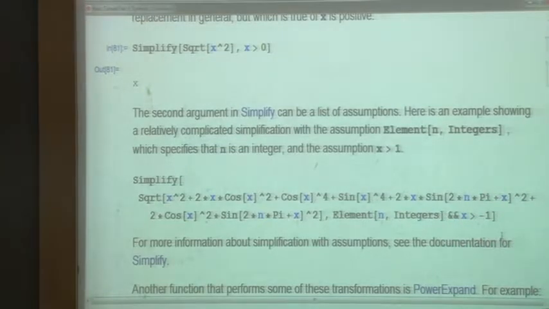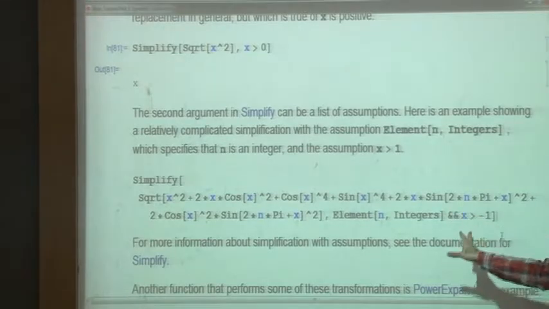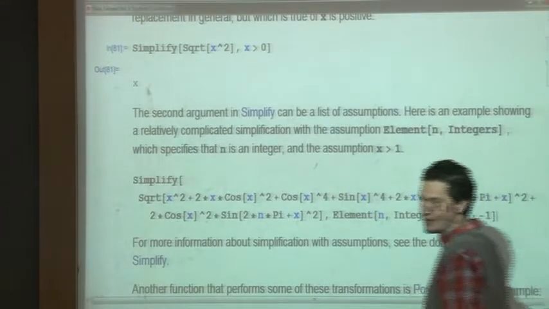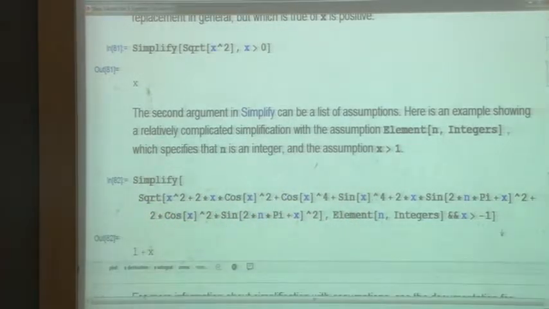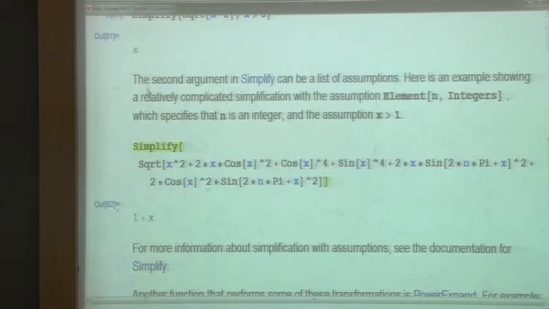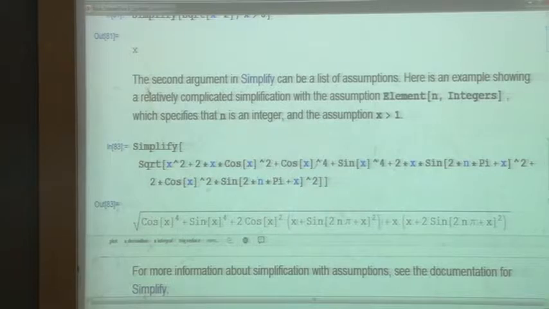When we are trying to combine more than one assumption, we use two ampersands. If it's "or", we use two vertical lines. "Or" is two vertical lines, and "and" is two ampersands. So when we execute this, it works, and it gets really easy. Look at this. But again, you need to be familiar with it, because if I try to do this without that, it's not simplified at all, right?